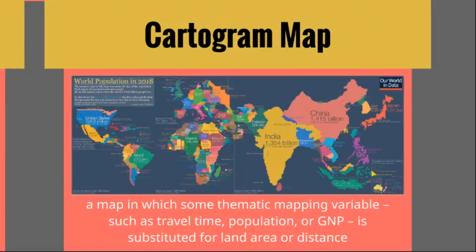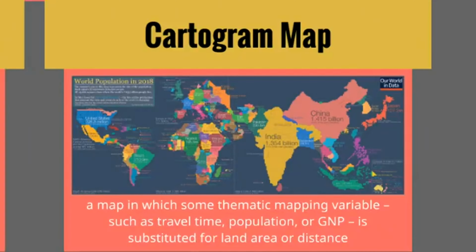Cartograms are really interesting because it's a map in which you take the theme or whatever variable you're mapping, and instead of using the land area or distance, you substitute in that data. So this is a population map of the world, but it's distorted to represent how many people live in each of those countries. So there's a square for each million people. So if you look, China and India are so much bigger than the rest of the world because they have over 1.25 billion people in their countries.